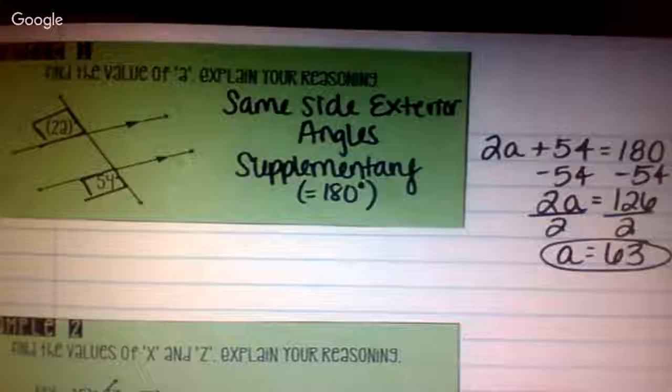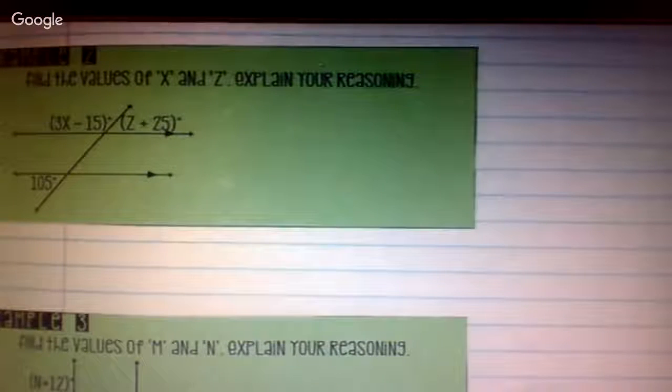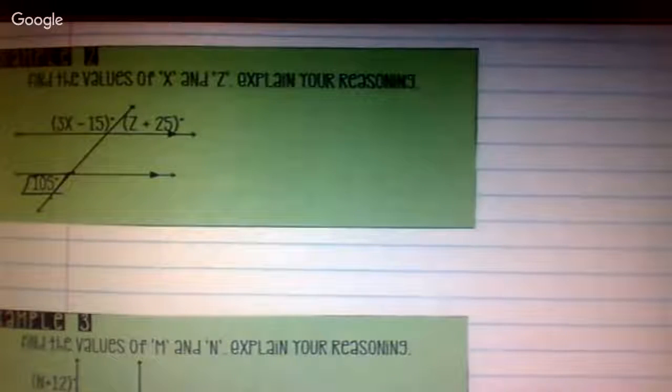Now that's the next one. Okay, so here's example 2. This time we have 2 unknowns. We have an X and we have a Z. When you have 2 unknowns, you need to compare both of them to what doesn't have a variable. So I need to compare them both to 105. What would you like to solve for first, X or Z?